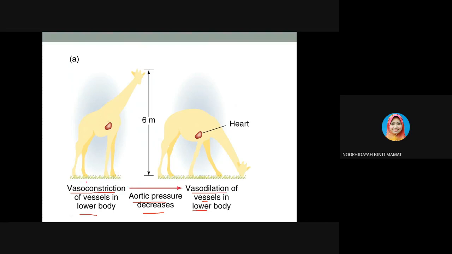While vasodilation is the widening of the blood vessels. It results from relaxation of smooth muscle cells within the vessel walls, in particular in the large veins, large arteries, and smaller arterioles, because they don't need a higher pressure to distribute the fluid throughout the body.